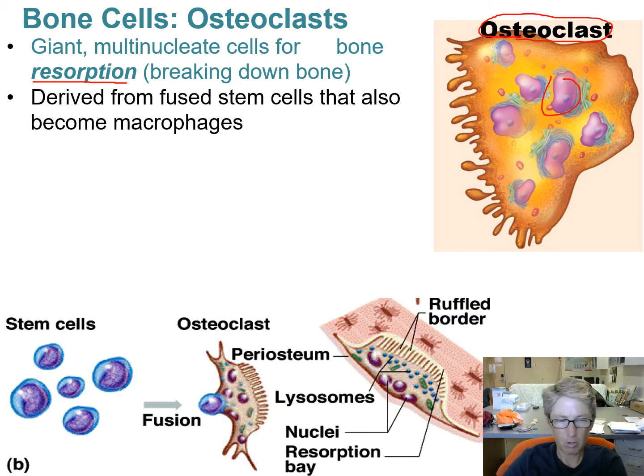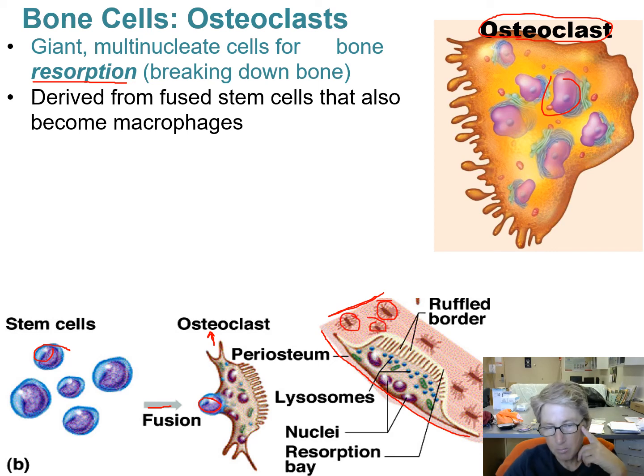This is just a cartoon showing how osteoclasts are made. So here are some stem cells. They all fuse together. You have a whole bunch of stem cells fused together into one osteoclast. And then you can see here they're living just beneath the periosteum. So here's the periosteum of the bone, and then this would all be bone. These little guys would be the osteocytes living in their lacunae.